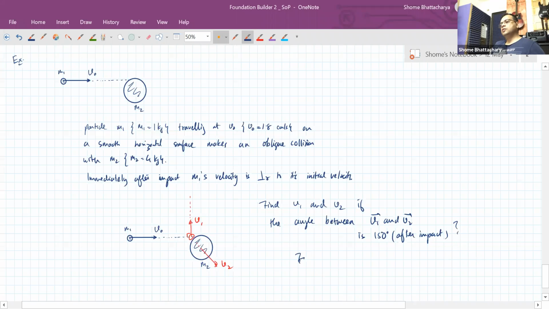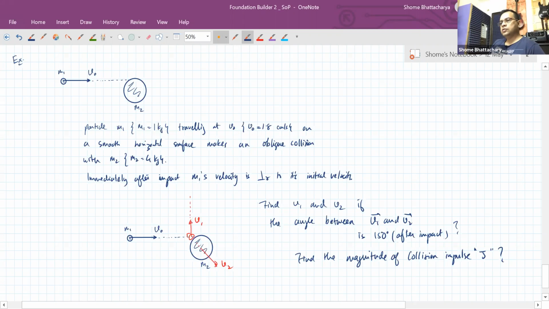And also find the magnitude of the collision impulse J. So just try out this question, people.